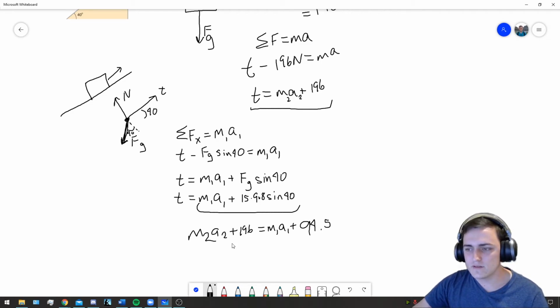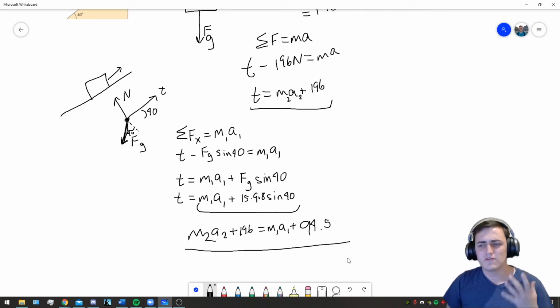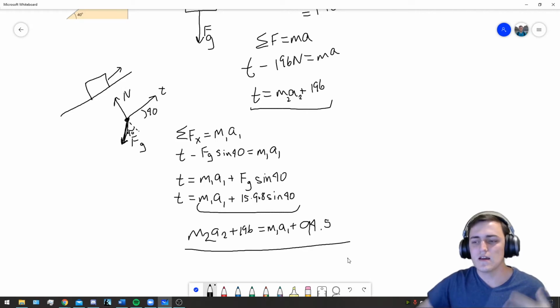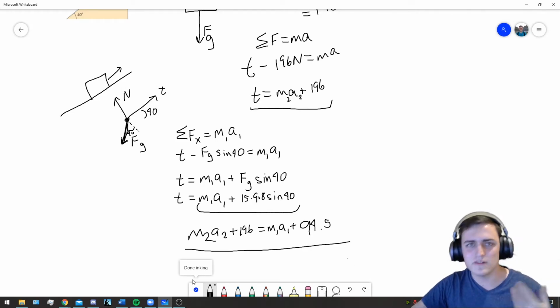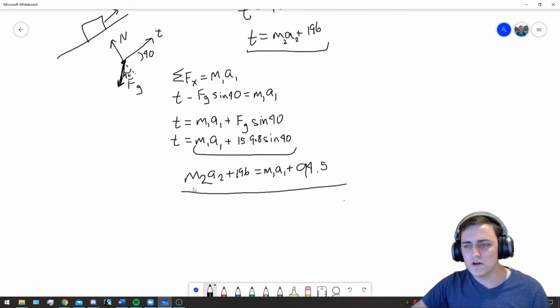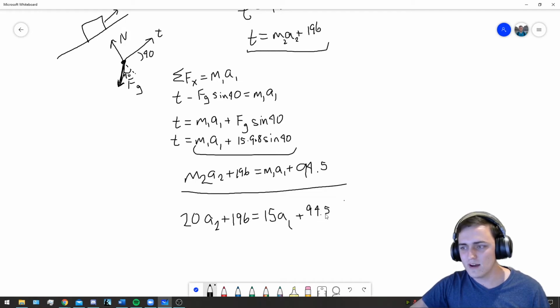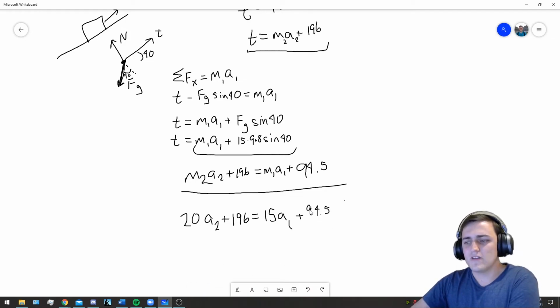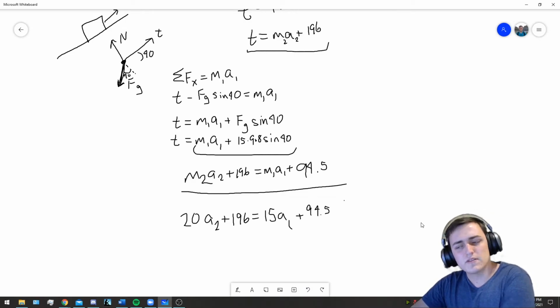And, well, let's try and figure this out. We have actually four variables here. M1, M2, A1, A2. So let's see what we know. Well, we know the mass of 1 and the mass of 2, right? M2 is 20 times A2 plus 196. And then the mass of 1 was 15 kilograms times A1 plus 94.5. Now we have A1 and A2, and that's all we're left with.